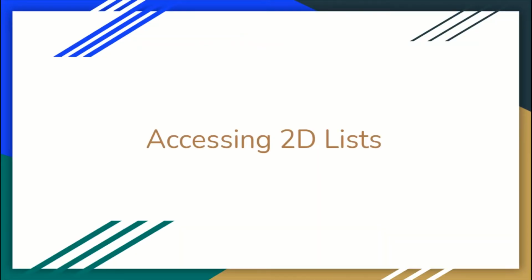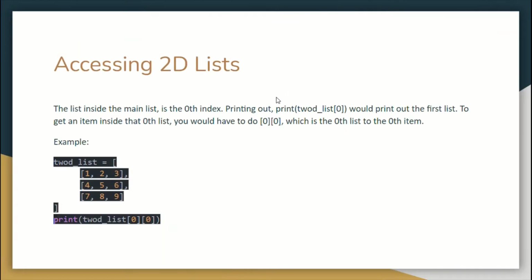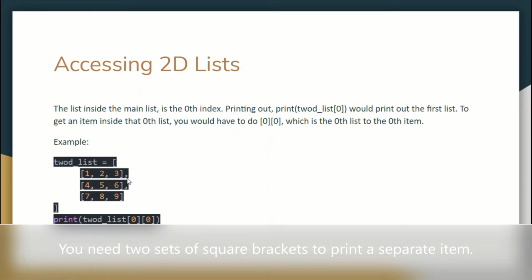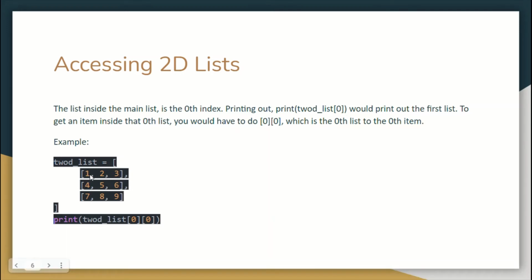We know how to access values in regular 1D lists, but how would we access values in 2D lists? Well, here is how. The list inside the main list is the 0th index. Printing out print 2D list 0 would print out the first list, which would be this one in this case. To get an item inside that 0th list, you would have to do 0, 0, which is the 0th list to the 0th item, which would be this one.